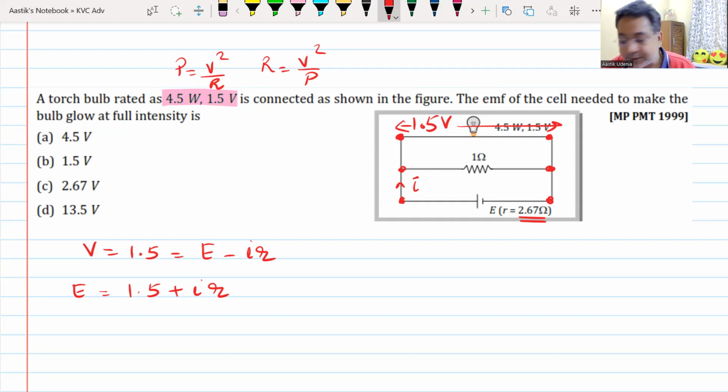You can find out the total current. You can find out the current in this branch. It will be 1.5 ampere. Yes or no? Yes, sir. Can you find out the current in the second branch, this branch?